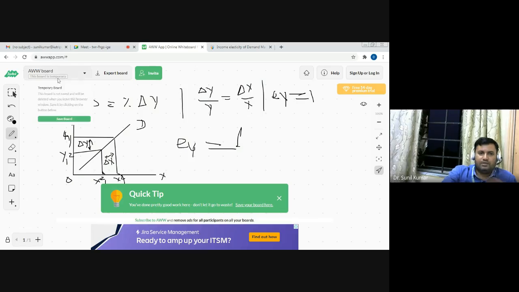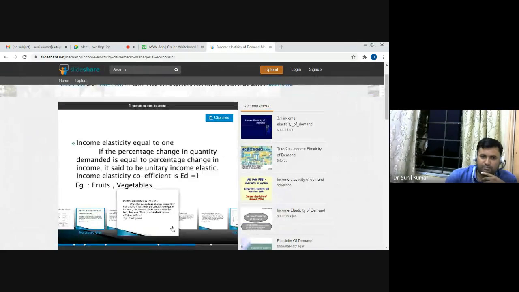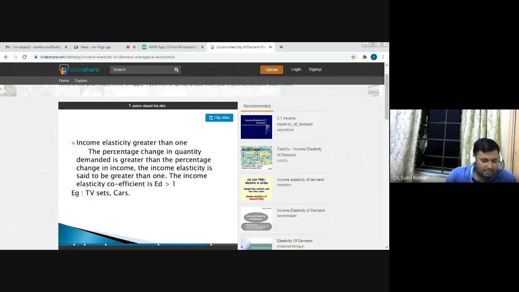Okay, so now come to another one. Income elasticity is greater than 1. This one is also known as high income elasticity. Write down high income elasticity, or elasticity greater than unity.